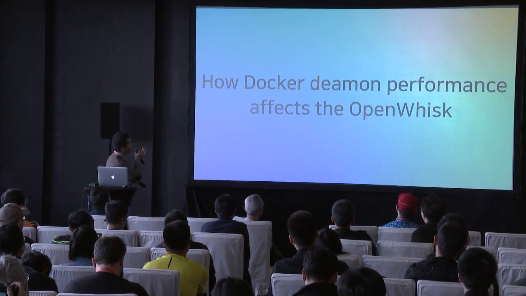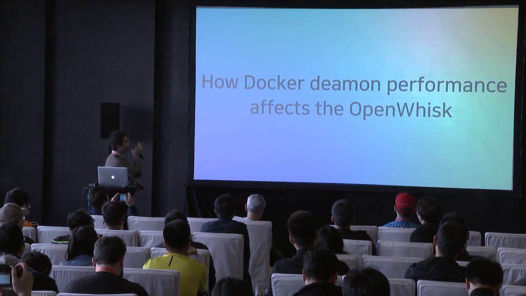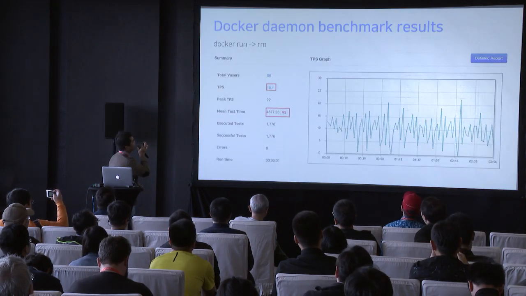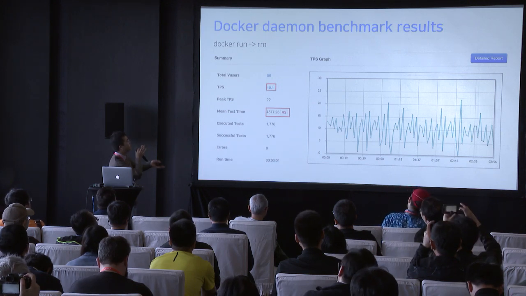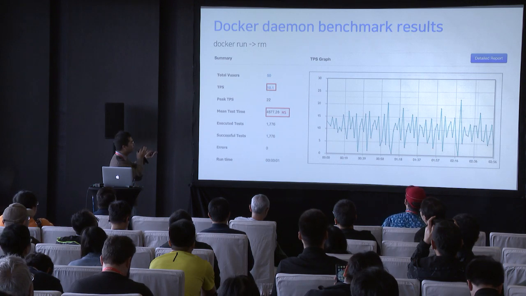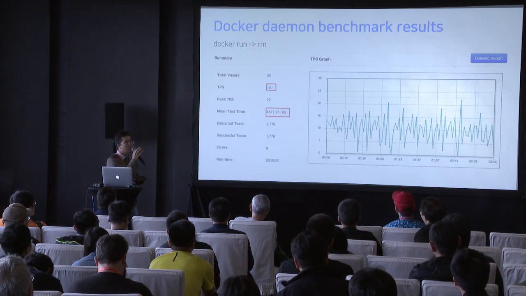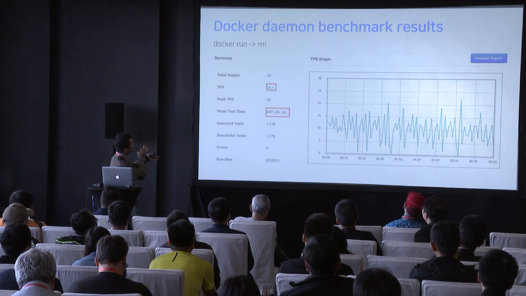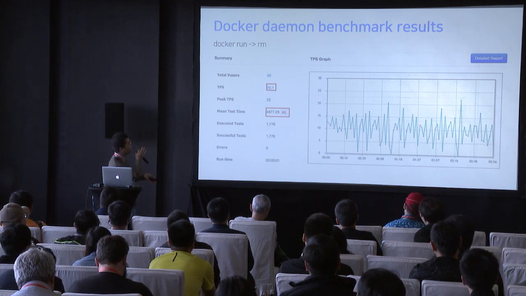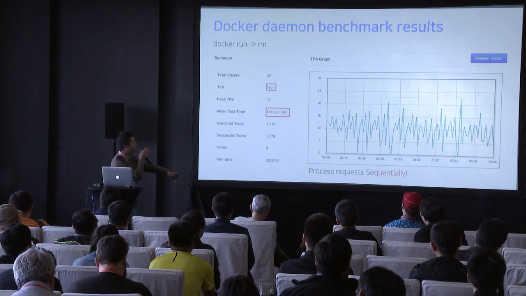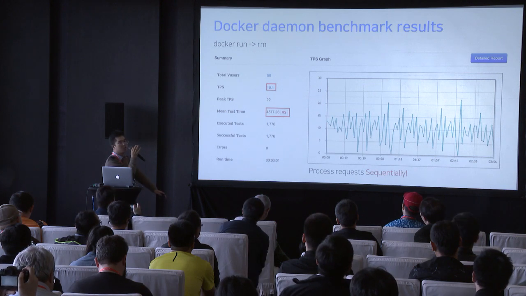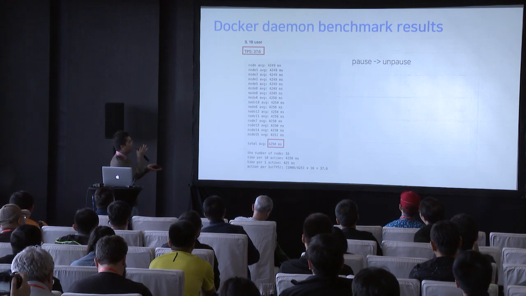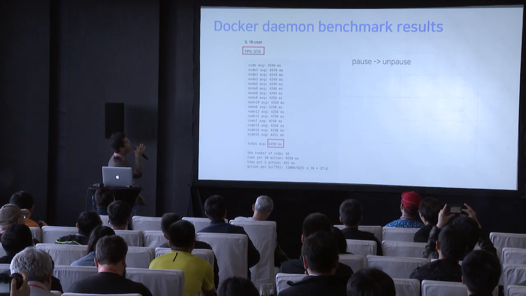Now, take it easy. We will first show another benchmark result for Docker. Okay, this is the benchmark of docker run to docker remove, and we get only 10 TPS, which is quite slow. But in many people's opinion, including mine, Docker containers are quite fast. But how can it show such a bad result? The reason is that the Docker daemon processes requests sequentially, and for the same reason, the performance of docker pause to docker unpause also isn't good. It only showed about 40 TPS.